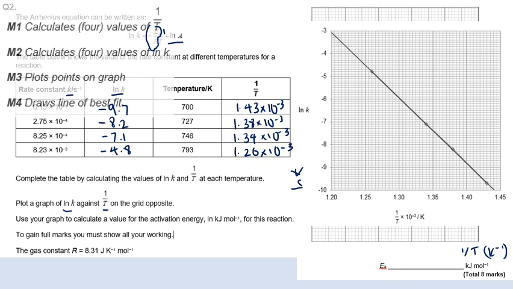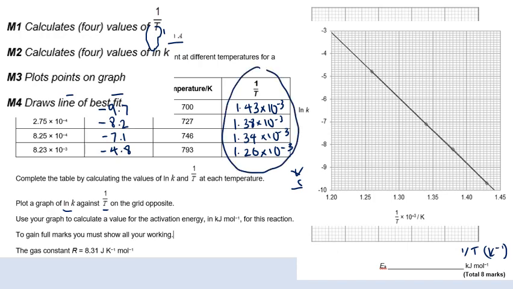Let's see where your marks can come from then. Your first 4 marks: if you've correctly worked out this 1 over t column, there's your first mark. If you've correctly calculated those 4 values, you've got your second mark. If you've plotted the points on the graph, you've got your 3rd mark. If you've drawn that straight line, you've got your 4th mark. So the first 4 marks are actually very, very easy to come by.